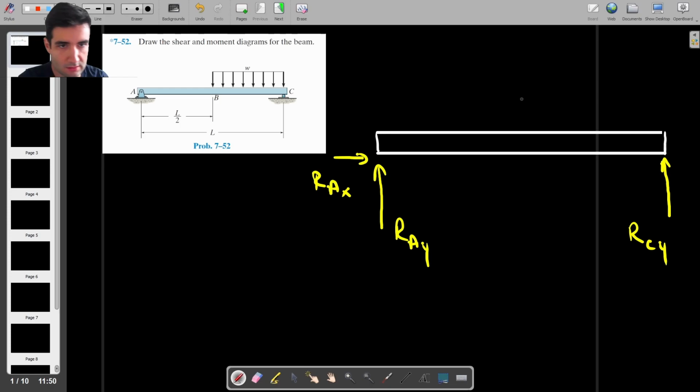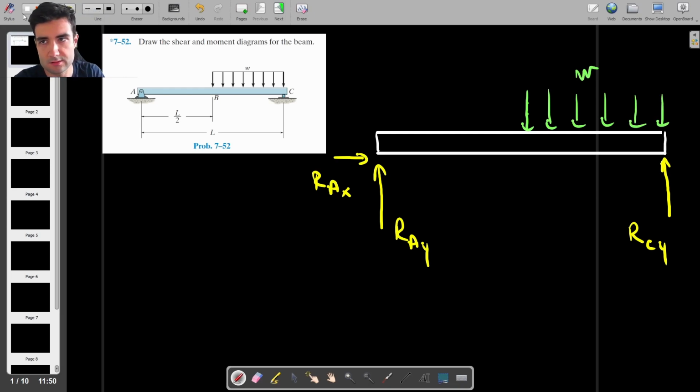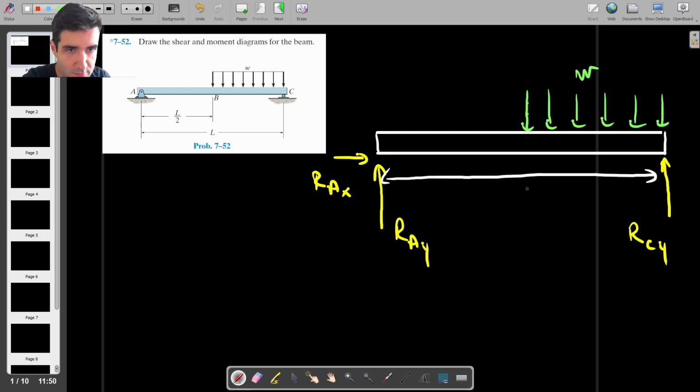Okay, and then in terms of the external loading, we have a uniformly distributed load which is called W, acting along half the length of the beam, whose total length is L, right? And the distance from here to here is just L over 2.